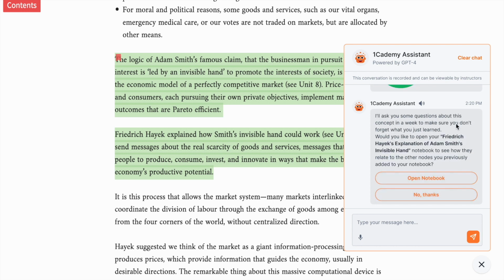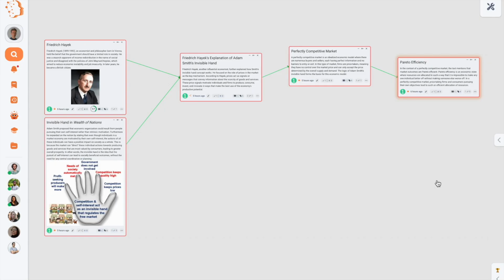The assistant then informs the user that they will be provided some practice questions on the topic in a week to ensure that they do not forget the topic. It also asks them if they would like to view a notebook of concepts about the highlighted text. The notebook is a knowledge graph of the concepts discussed in the highlighted text. They are placed in a prerequisite order.